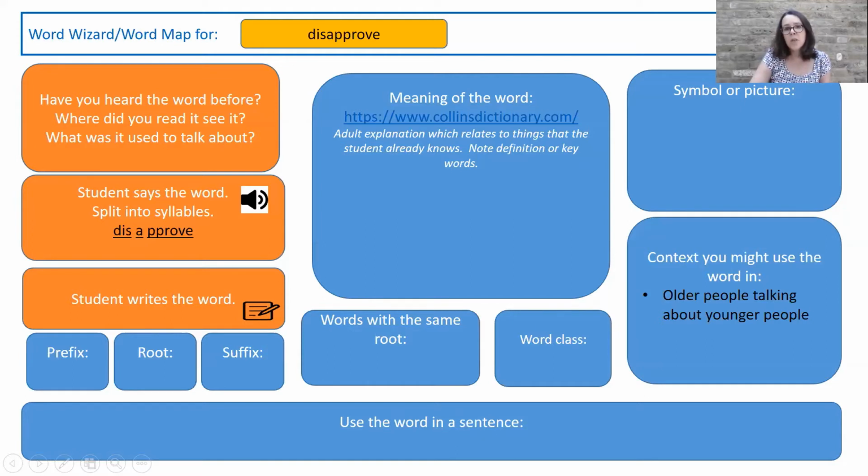It's really important that before you teach the word, you have a good understanding of how you're going to explain it. Because even though we know the meaning of words, sometimes explaining it is actually much harder than we think it's going to be.